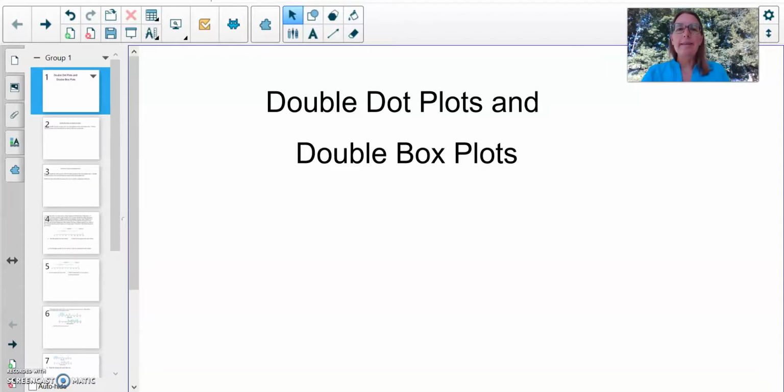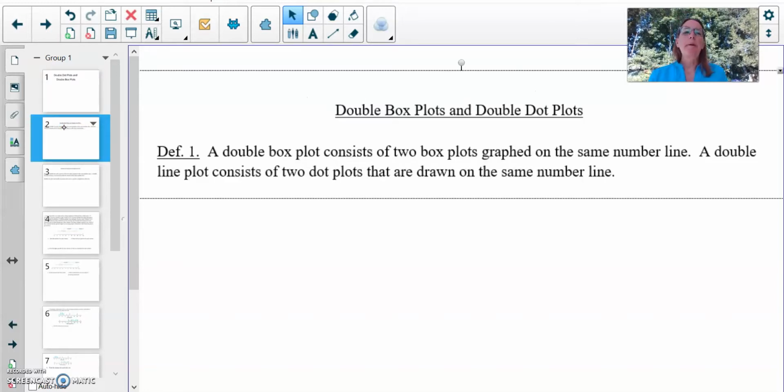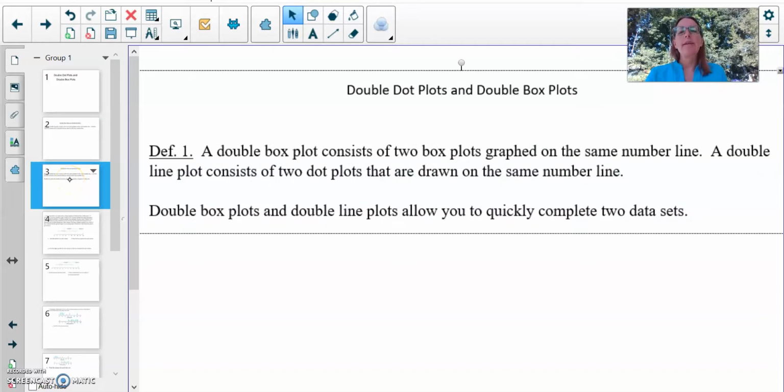Hi everyone, in this video we're going to look at double dot plots and double box plots. So a double box plot consists of two box plots graphed on the same number line. A double dot plot is two dot plots that are drawn on the same number line. And these make it very easy and quick to compare two different sets of data.